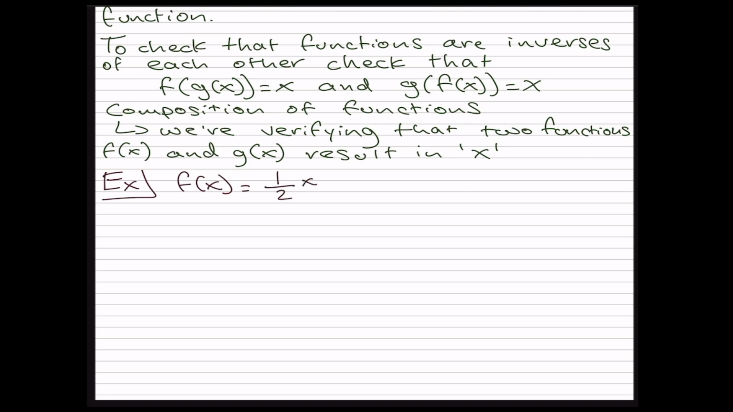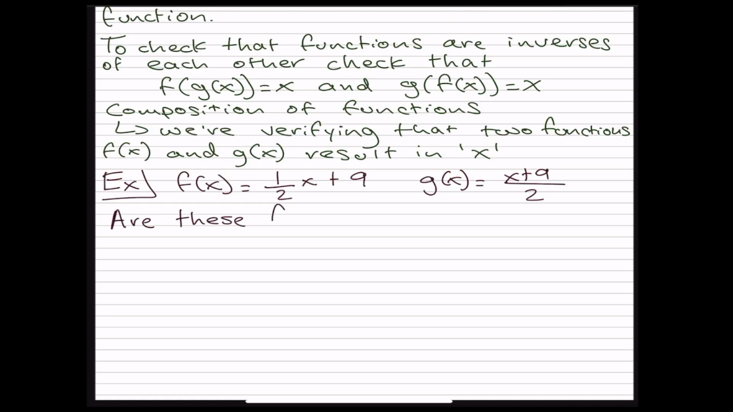So say you have f of x equals 1/2 x plus 9, and then you have another function g of x, which equals (x plus 9) divided by 2. You want to check if those two functions are inverses of each other. So the question is, are these functions inverses of each other? And the way to check that is by taking the composition of those two functions.